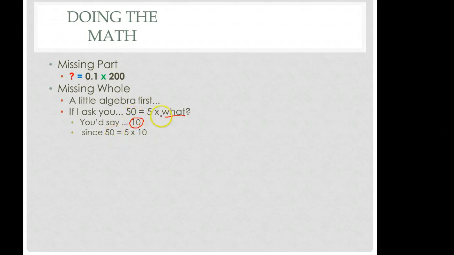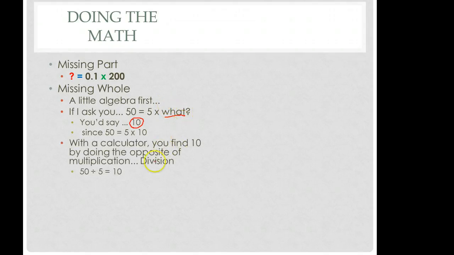Now, what if I asked you one that you couldn't just figure out in your head? How do we get to that number? Well, this is multiplication. 5 times what? 5 times 10 is 50. If I want to get to this what, this question mark, I do the opposite of multiplication. So I divide. I take my 50, I divide it by 5, and that's where my 10 comes in. So I take the two numbers I have and I divide them.